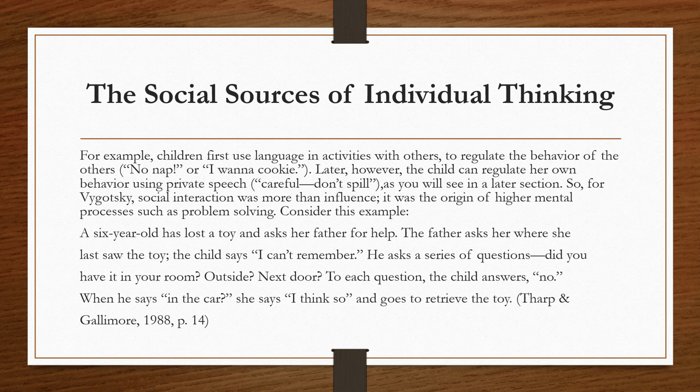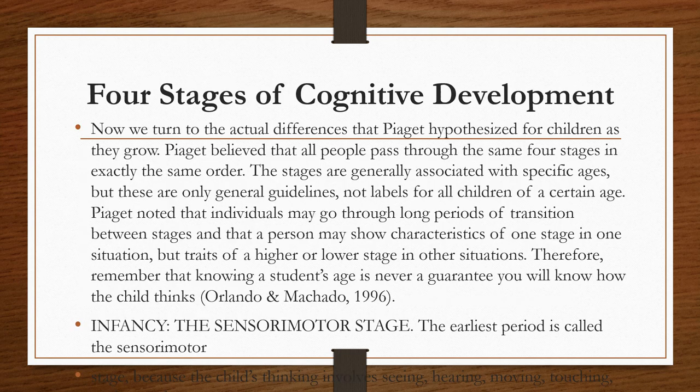Consider this example: a 6-year-old has lost a toy and asks her father for help. The father asks her where she last saw the toy. The child says, I can't remember. He asks a series of questions. Did you have it in a room? Outside? Next door? To each question, the child answers no. When he says in the car, she says, I think so, and goes to retrieve the toy. This is how the child recalls things, using different social resources.